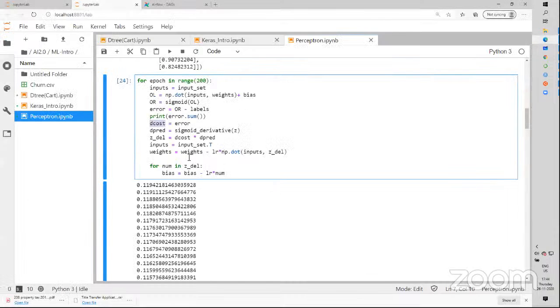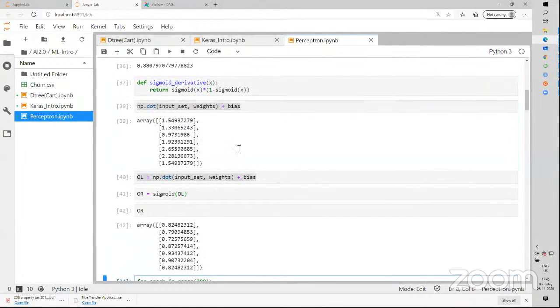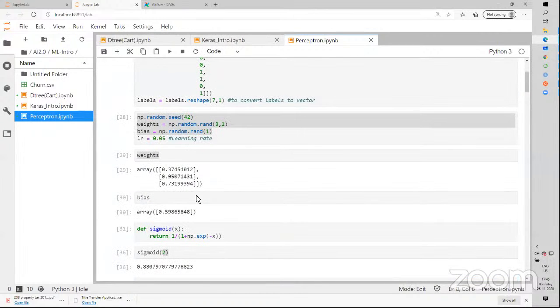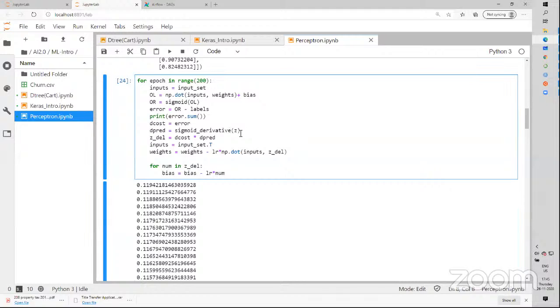So that's what we are defining here. Okay, dcost is equal to error. If we had squared it, we would have got 1 by 2 into something minus 1. But since we are not squaring this, we are calculating this as the error itself. So this is your first derivative. Second derivative, we have already defined this function. That function is named sigmoid derivative. So I'm using the sigmoid derivative of OR, not Z.